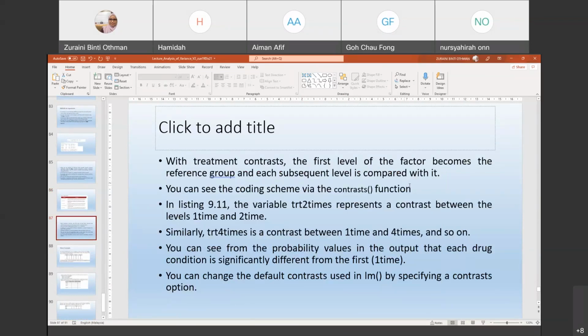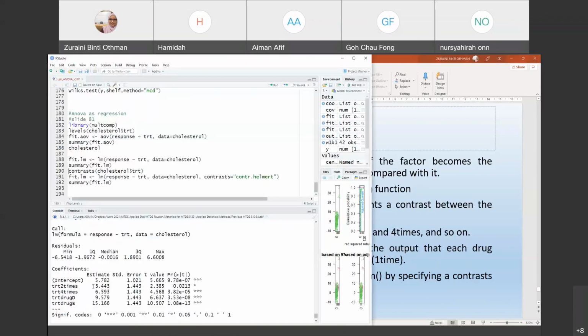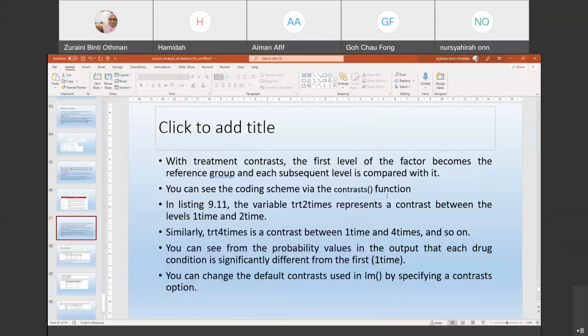Now here, with the treatment contrast, the first level of the factor becomes the reference group and each subsequent level is compared with it. You can see the coding scheme via the contrast function. In this listing, the variable trt 2 times represents a contrast between the level 1 time and 2 times. You can see in our R here that we have this kind of result, which refers to the first one, and the second one refers to the first one, and the third one will refer to this. This is what the contrast function does.